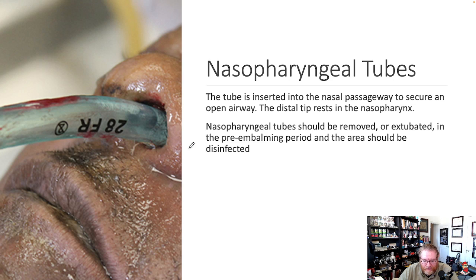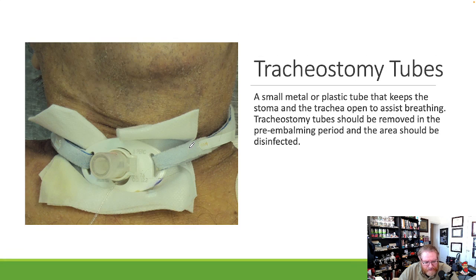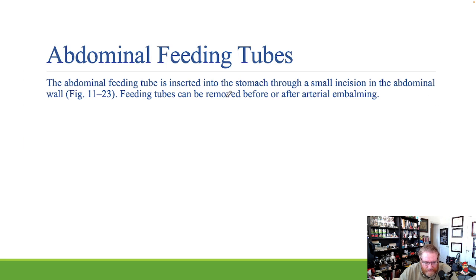Nasopharyngeal tubes inserted into the nasal passageway. Once again, it's marking the face. It's got to go. Here's your classic tracheostomy. These should be removed in the pre-embalming period just because it can collect all sorts of garbage. And also, if you are wanting to use a carotid incision, all this stuff here is in the way. If you are using a femoral incision, this would be of likely no concern. The only thing you'd want to pay attention to is anything here going to mark any of the visible areas of the face. But generally speaking, tracheostomies, any tubing up there should be removed in pre-embalming period.